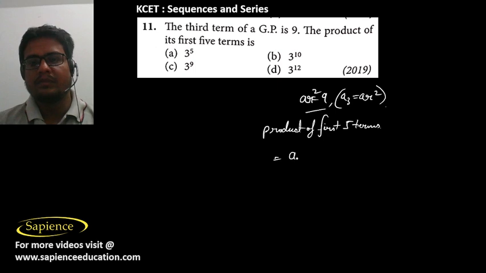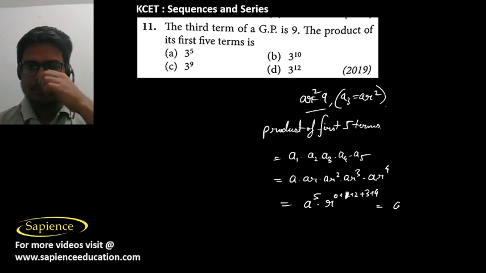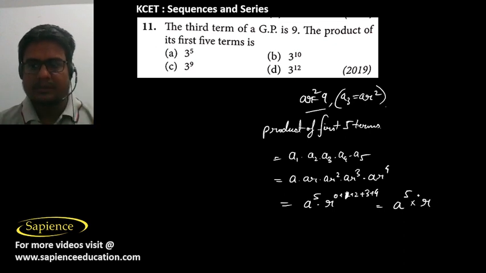so that will obviously be equal to a1 into a2 into a3 into a4 into a5. So that will be equal to a into ar into ar square into ar power 3 into ar power 4. So a is coming 5 times, so this is a power 5 into r power 0 plus 1 plus 2 plus 3 plus 4. So this will be a power 5 into r power 1 plus 2 plus 3 plus 4, that is 3 plus 3 is 6 plus 4, that is 10.